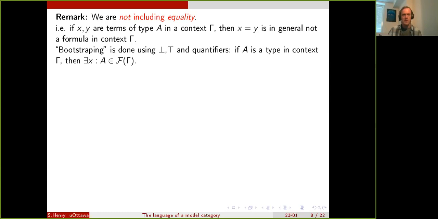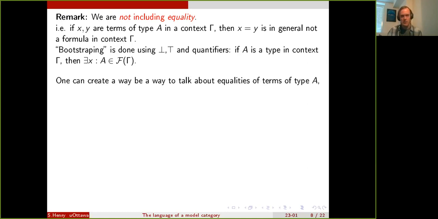For example, if you have a type in some context, then you can construct the formula there is an element of type A, which is a shortcut for there exists x in A such that true. And so this is a non-trivial formula in context that can be used as an atomic formula. And you can do the same with universal quantification of false, which also gives you an atomic formula, which is just the negation of this one. So this is actually the only way to get a non-trivial formula before using logical constructions to build more complicated formulas.